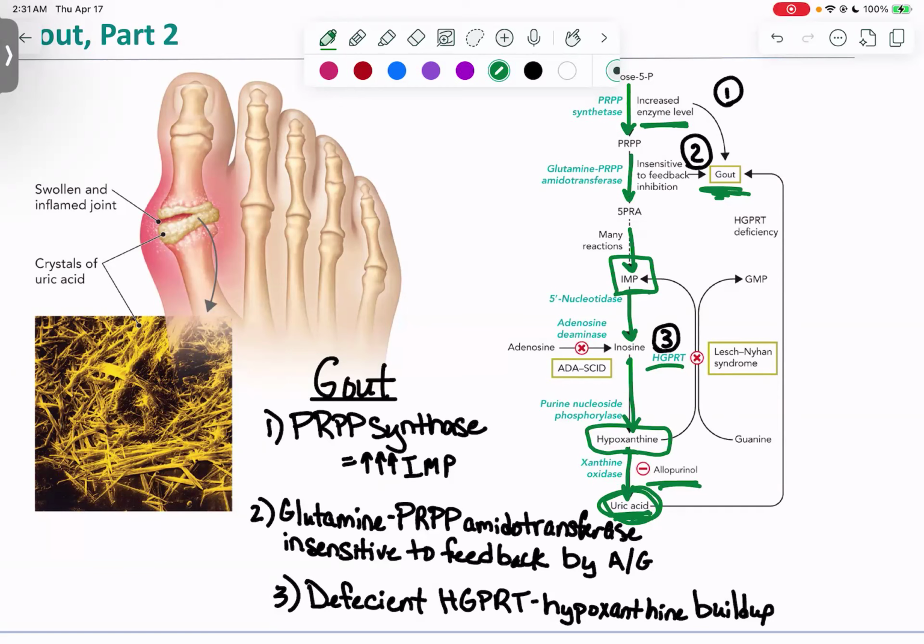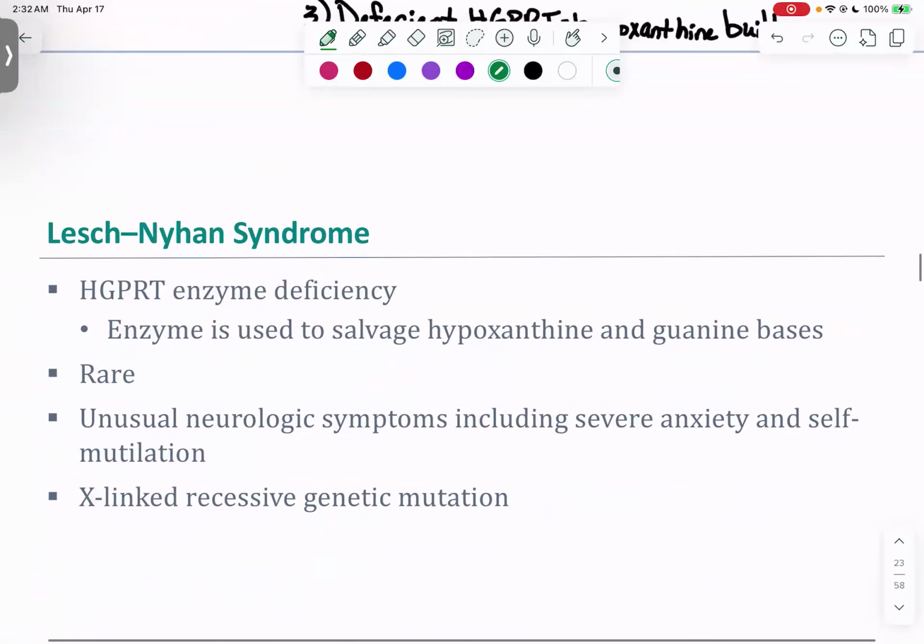But gout is not the only disorder that you can have if you have a defect in this degradation pathway. There are much more dangerous disorders. They're less common, but they are way, way, way more dangerous. So if you don't have any ability to recycle your hypoxanthine into IMP, so your HGPRT just doesn't work, then you have Lesch-Nyhan syndrome. This one is extremely rare.